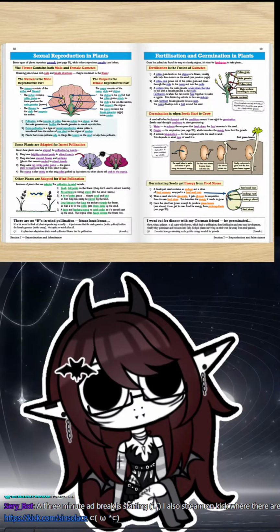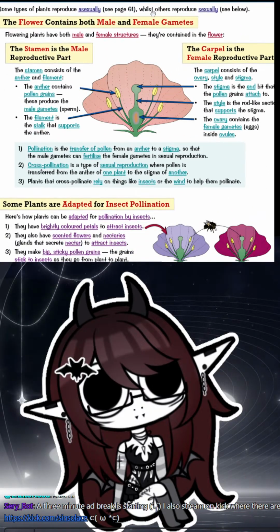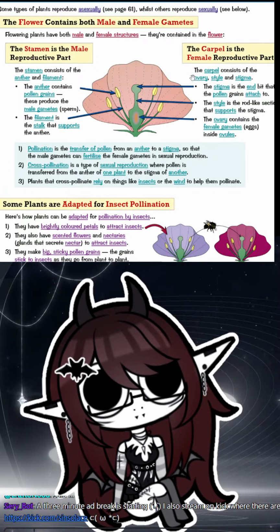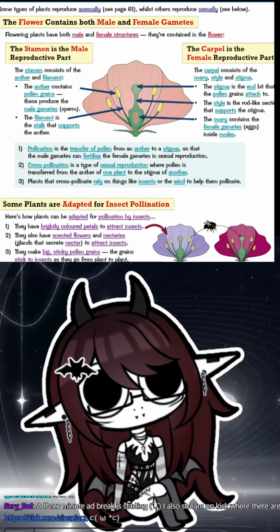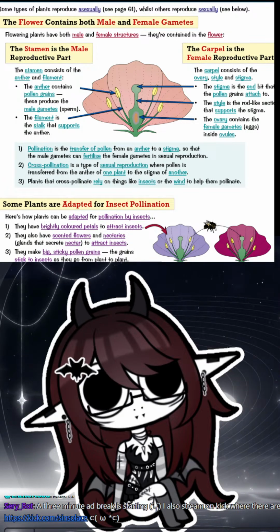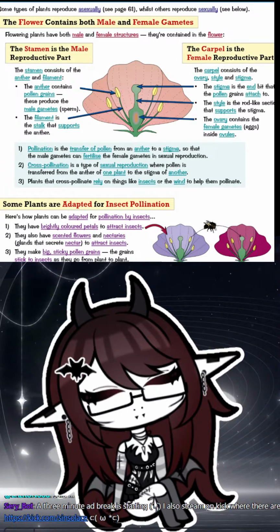Now, let's do reproduction in plants. This is sexual reproduction in plants that we'll go over, and then we'll go on to asexual. The flower contains both male and female gametes. Flowering plants have both male and female structures, or you can just say parts. They're contained in the flower. You'll have seen these around in real life, hopefully.